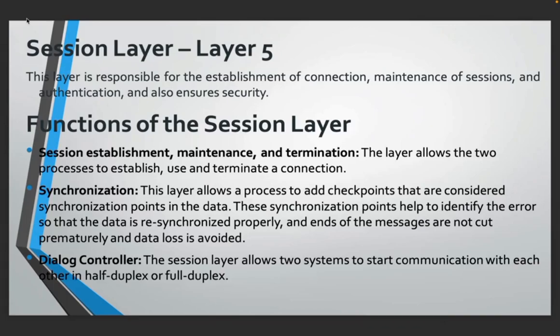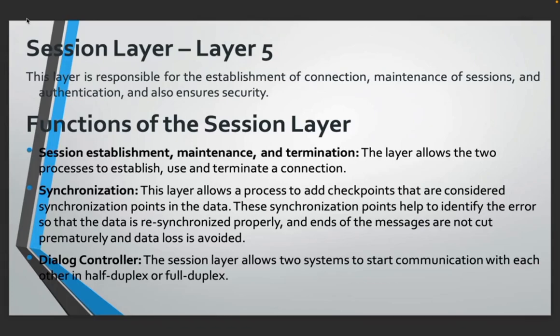Session layer, layer 5. This layer is responsible for the establishment of connection, maintenance of sessions, and authentication, and also ensures security. Functions of the session layer: session establishment, maintenance, and termination. This layer allows the two processes to establish, use, and terminate a connection.